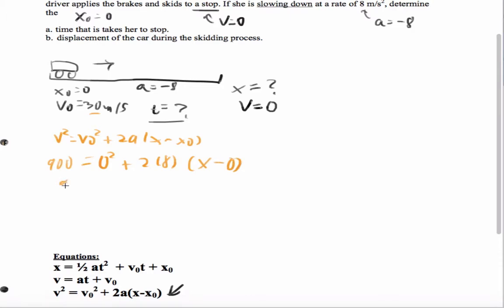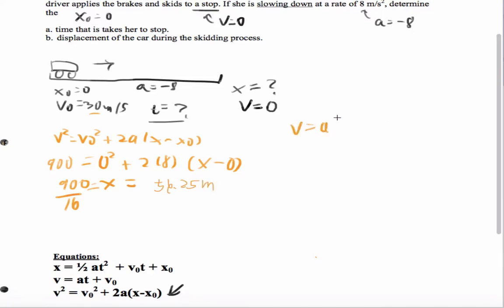So when I end up solving, it's going to end up being 900 divided by 16, which is, when I actually solve this, the number that I will get for my displacement, or my position traveled, will be 56.25 meters. Now let me go ahead and get the time.